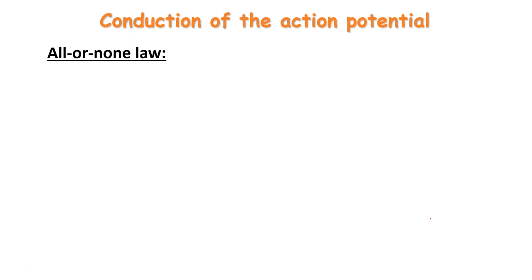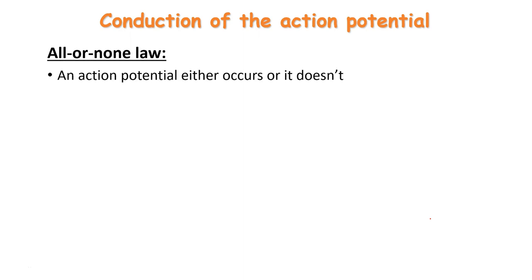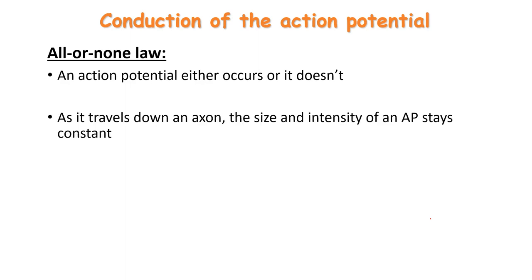The first one is called all or none. So the all or none law essentially gets at the fact that an action potential either occurs or it doesn't. Either the conditions to have an action potential are met, that is, the threshold of excitation is reached, or it isn't. If it's met, an action potential occurs. If it's not met, an action potential does not occur.